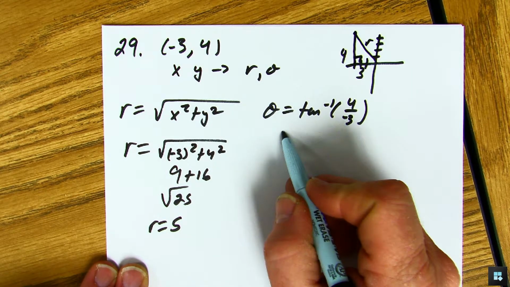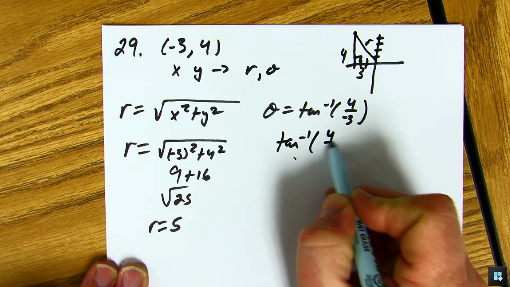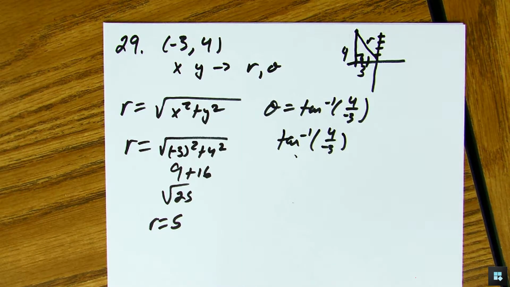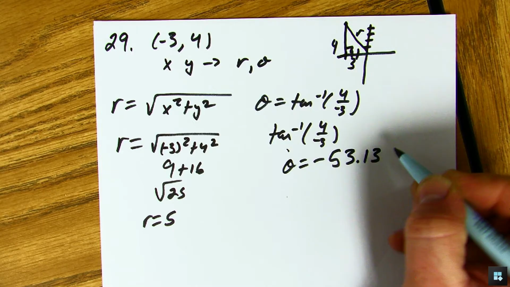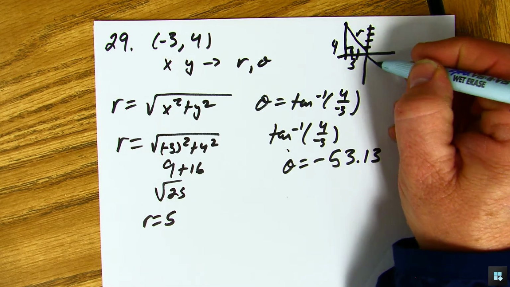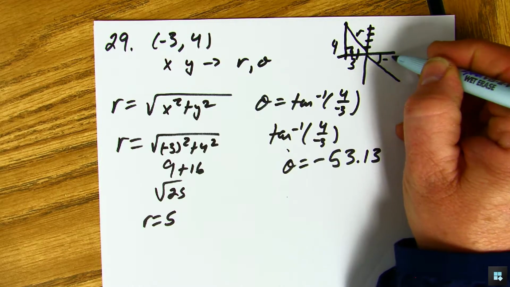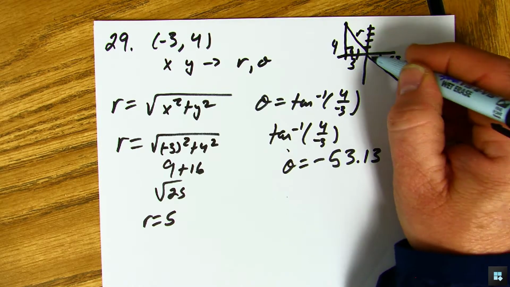To get theta, I'm going to take the inverse tangent again of 4 over -3. It says that it wants it in degrees, so you need to make sure your calculator is in degree mode. Then you're going to take the inverse tangent of 4 over -3. That's going to give us an angle of -53.13. Folks, that's this angle down here. I don't want this angle.